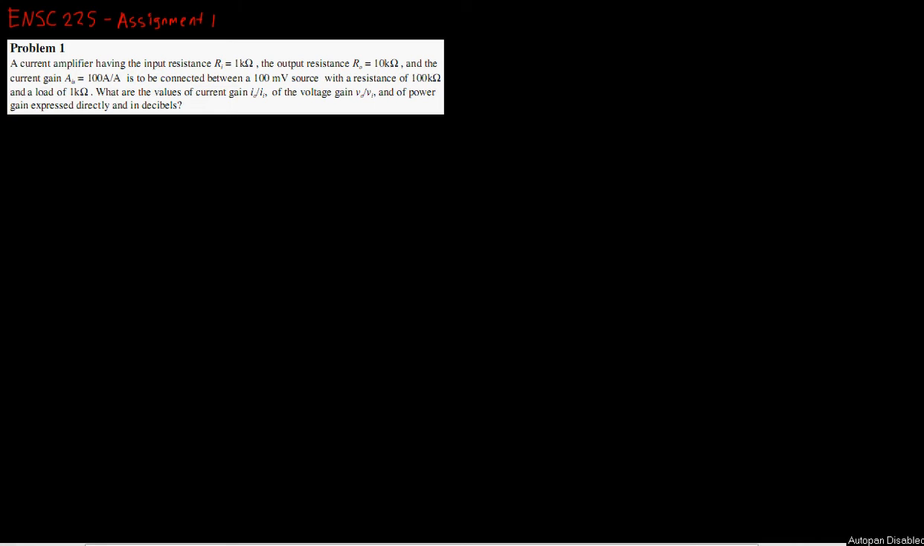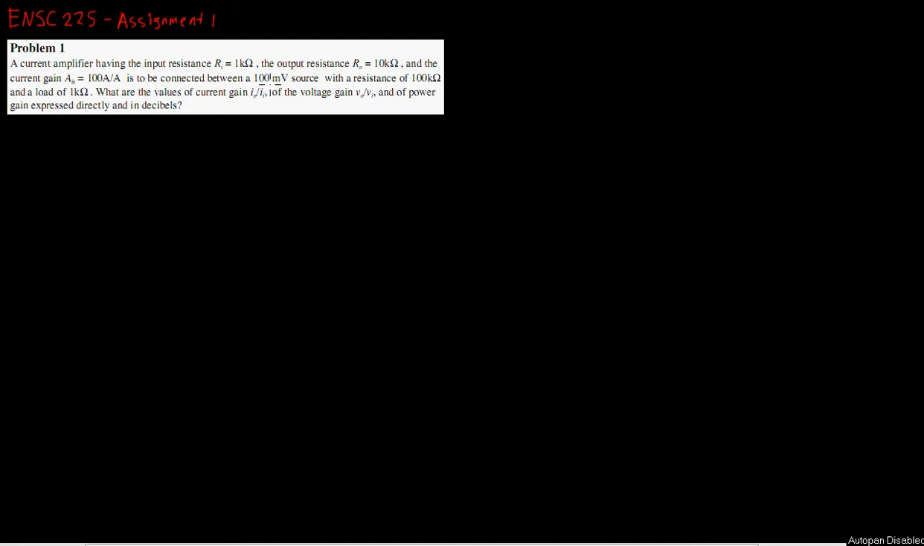Hey guys, so today we're going to be doing a question involving a current amplifier. They tell you that you have a current amplifier with an input resistance of 1 kilo ohm, an output resistance of 10 kilo ohms, and it tells you A_IS equals 100 amps per amp. It's the current gain, and we'll come back to what that A_IS actually means later.